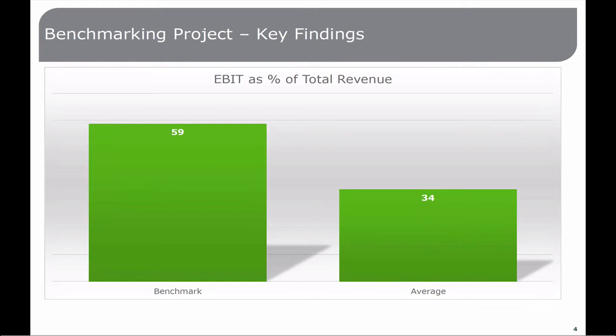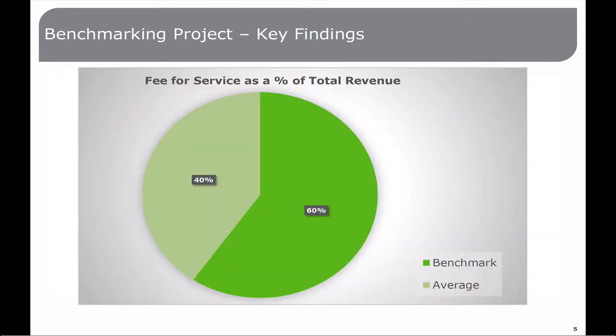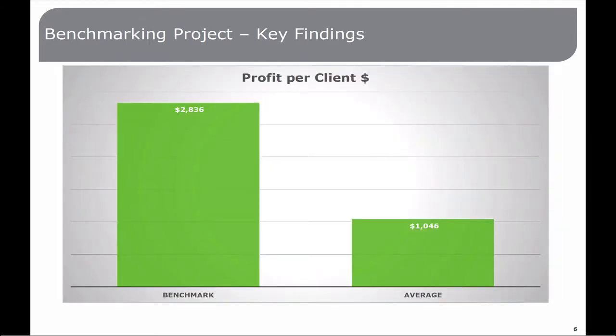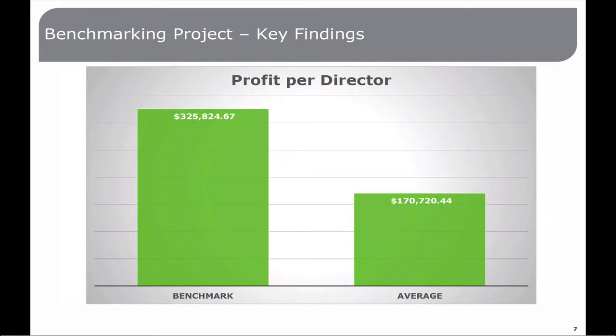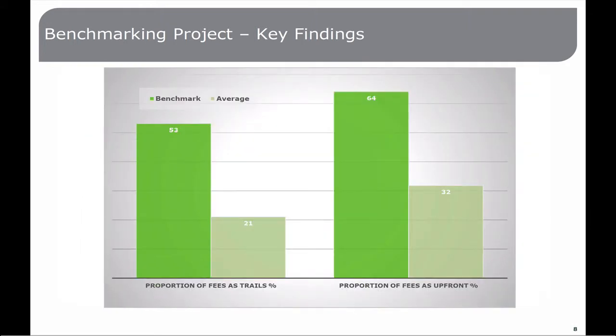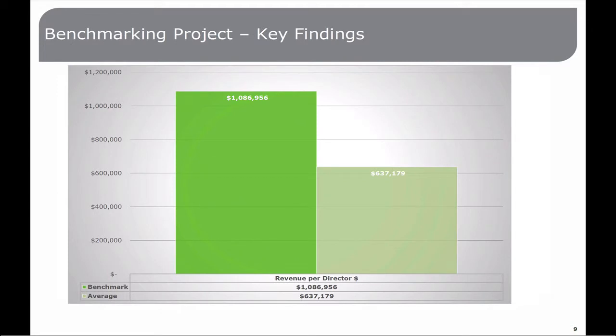What's the EBIT of the best performing business versus the average business? What's the split of fee for service revenue as a percentage of total revenue? What's the profitability per client? What's the profitability per director? What proportion of fees are trails in as overall revenue? What proportion are upfront? What's the revenue per director?